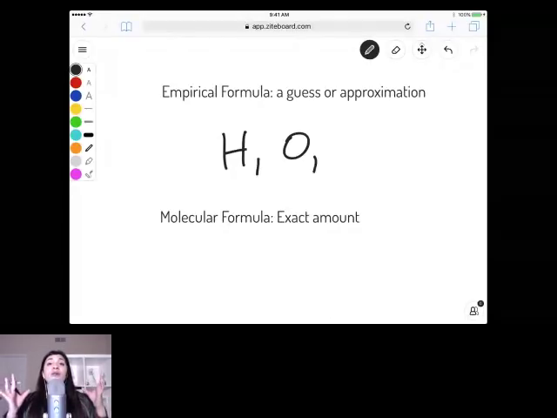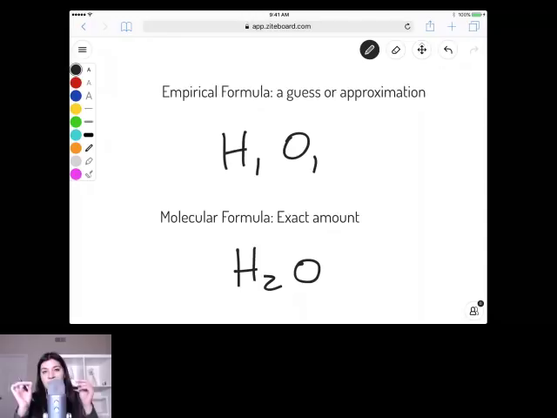That's an empirical formula. Molecular formula is exactly what it is. So we know that it's H2O. That's the exact molecular formula. So empirical, just a guess, we're not sure. Molecular, the exact. Moving on.